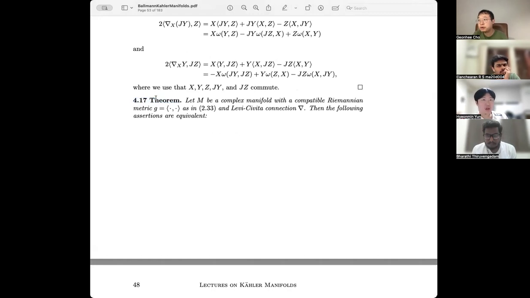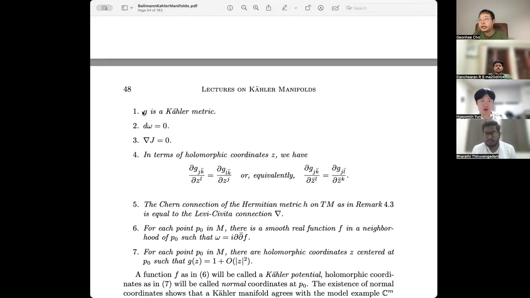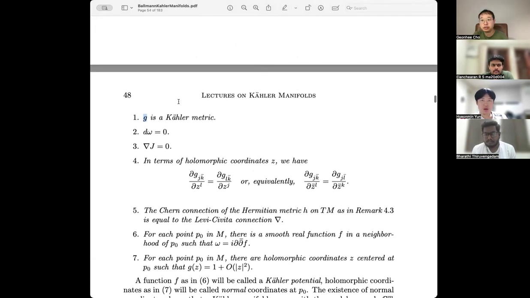First, this is the statement I want to mention today. Theorem 4.17. We have a complex manifold with a compatible Riemannian metric. I will mention what this condition is, and also the Levi-Civita connection. Then the following are all equivalent. Now we care whether or not the given Riemannian metric becomes a Kahler metric. This is the condition we'd like to care about, and there are several equivalent conditions. Either this omega, which we need to define, has exterior derivative equal to 0.